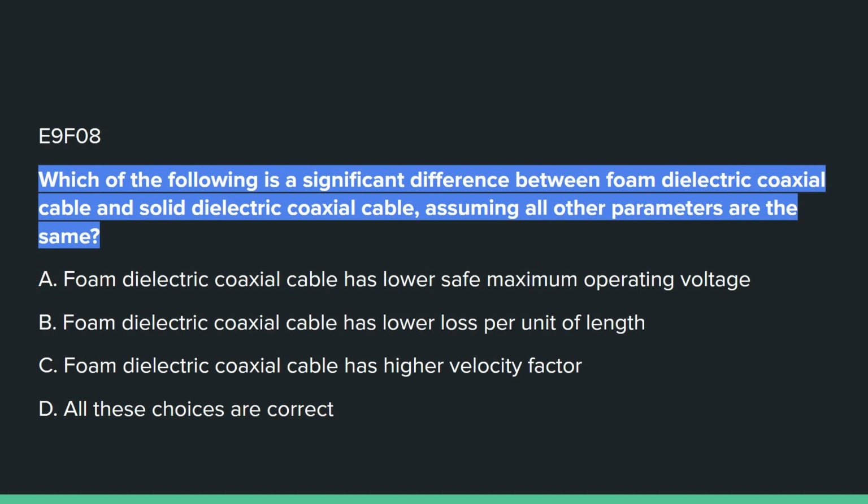E9F08, which of the following is a significant difference between foam dielectric coaxial cable and solid dielectric coaxial cable, assuming all other parameters are the same? D. All of these answers are correct. So, foam dielectric coaxial cable has lower safe maximum operating voltage. Foam dielectric coaxial cable has lower loss per unit of length. Foam dielectric coaxial cable has higher velocity factor.